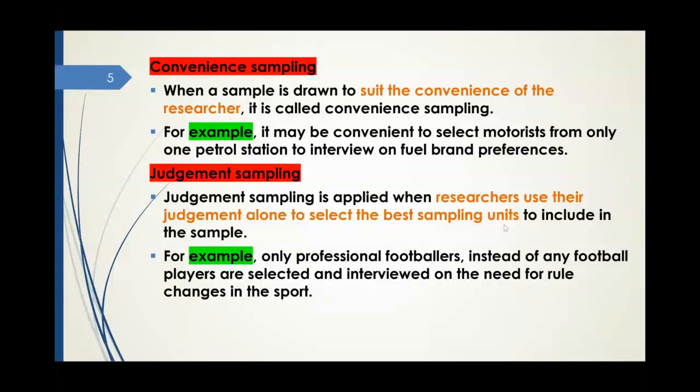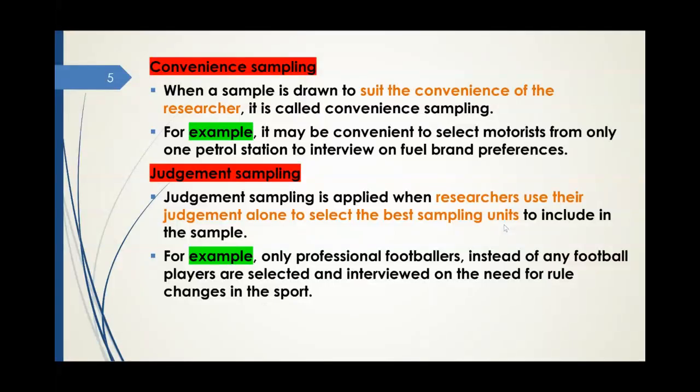Then judgment sampling, what's happening there? The researcher uses their judgment alone to select the best sampling units to include in the sample, okay? If the study is based on students who don't study, then I go and look for students who are not doing well. Can you see I'm using my judgment to say, this is likely to confirm my research, or at least give me insights into whether students study or not. Here they say, example, only professional footballers instead of any football player are selected and interviewed on the need for rule changes in the sport, okay?